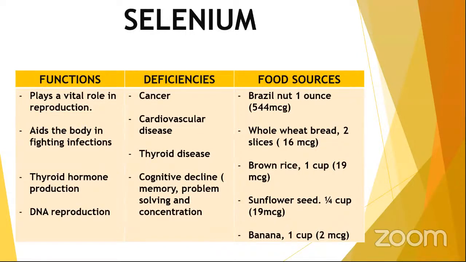Food sources of selenium. Brazil nut, 1 ounce will give you 544 micrograms. 1 ounce is 6 to 8 nuts. Whole wheat bread, 2 slices will give you 16 micrograms. Brown rice, 1 cup will give you 19 micrograms.